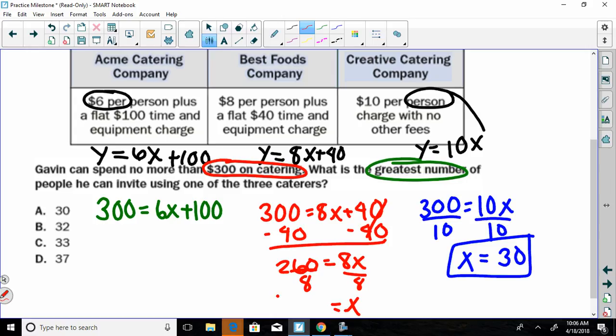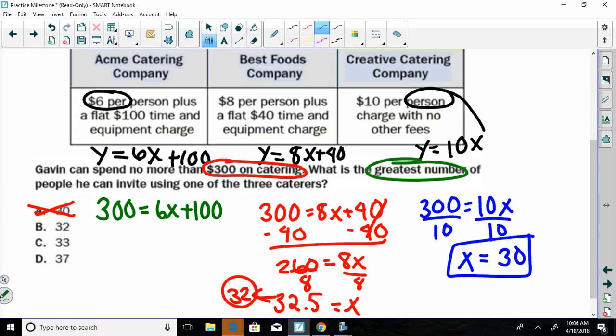32.5. Now, can I invite half of a person? No. So how many people total can they have? 32. We would have to round down because I can't invite half a person. So automatically, which one can I eliminate? Which answer choice? A, 30, right? Because I know I can get 32 with the second company. Now let's find the last company.